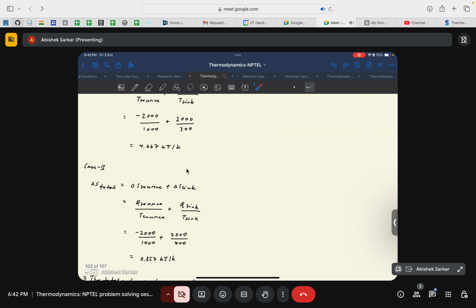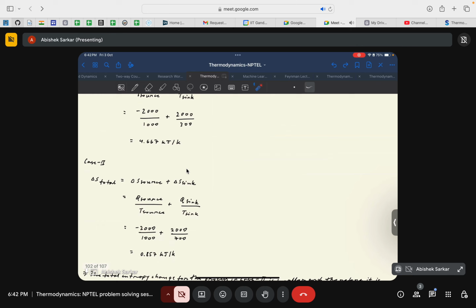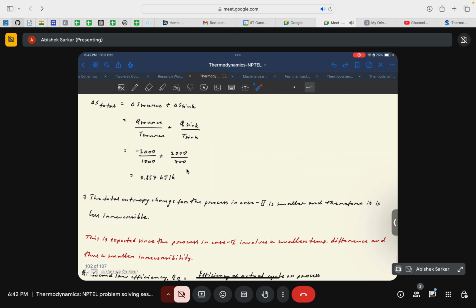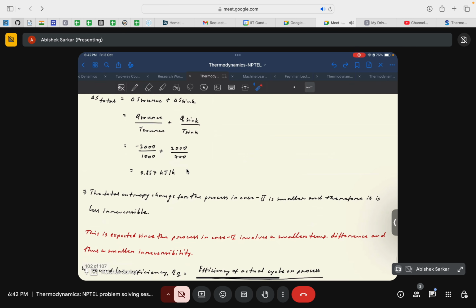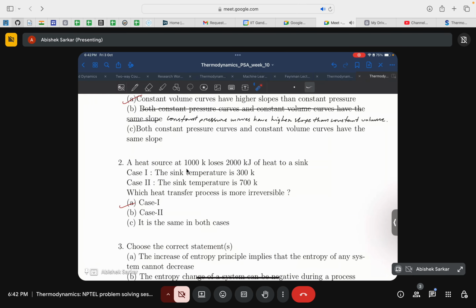And since the entropy change is higher in case 1, that's why case 1 is more irreversible, or you can say vice versa, since the entropy change for case 2 is lower, therefore it is less irreversible. The intuitive way to look at it is that case 2 involves a smaller temperature difference, which makes it less irreversible.